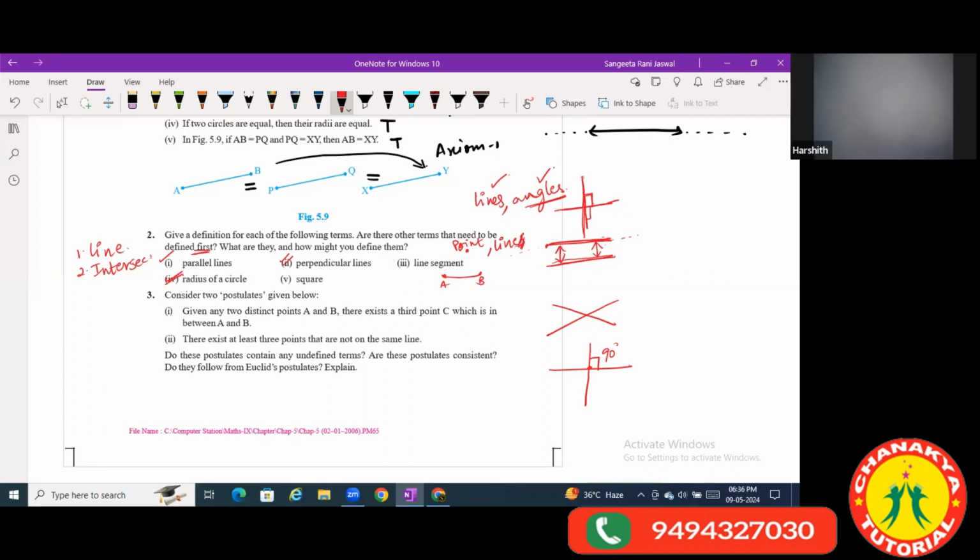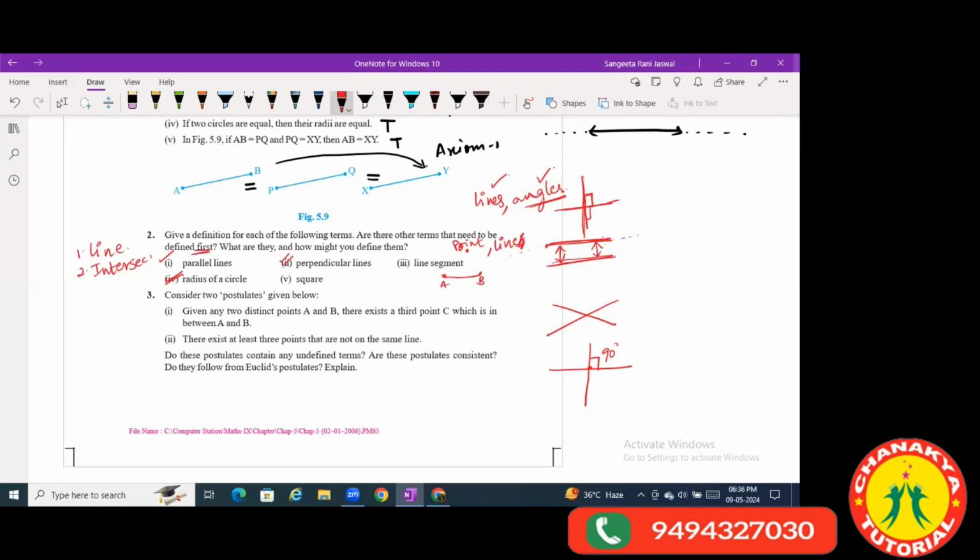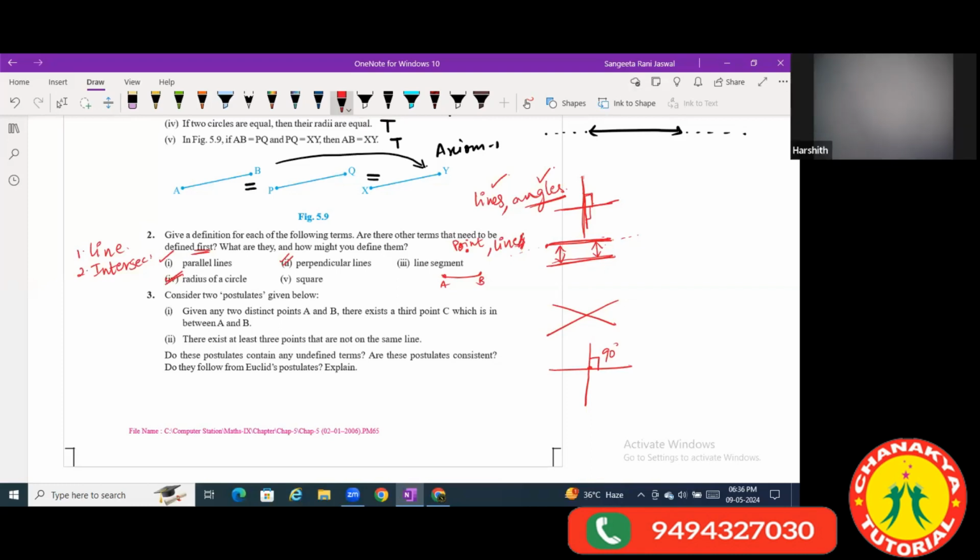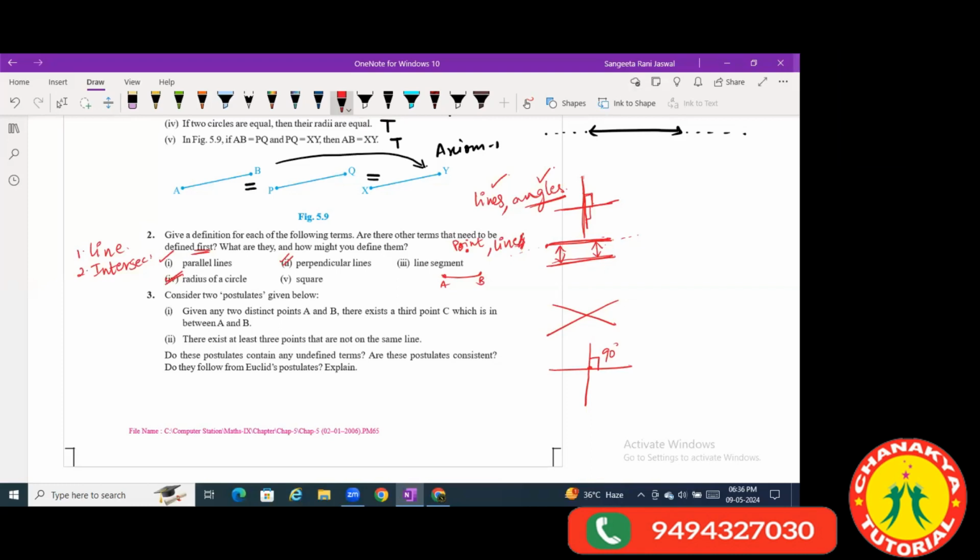Ma'am, actually, I have a doubt from the number system. I have a question. Can we do that? Yes, we'll do that, beta. Let me complete this too, the radius and square, then we'll come to your number system.